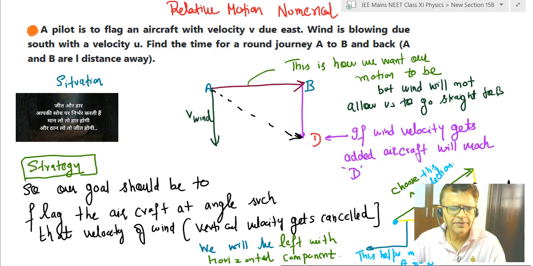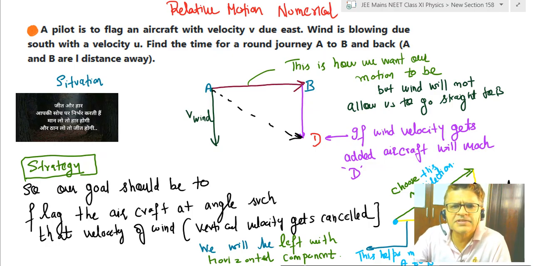So if you see this numerical very carefully, you have a plane which is moving towards east, from A to B, and then this plane is being subjected to a wind velocity. The wind velocity is downwards, so you can see the diagram. If you analyze this, if the wind velocity gets added to the velocity of the plane, it will not be able to reach the point B. But because the wind velocity gets added, the plane will finally reach the point D. And our aim is that the plane should reach the point B.